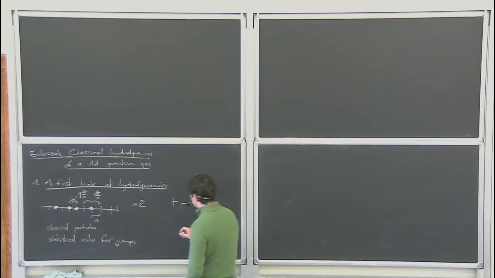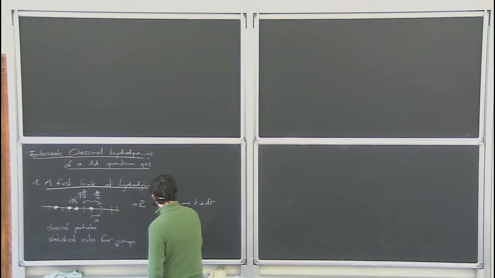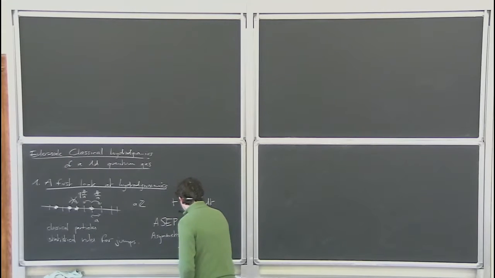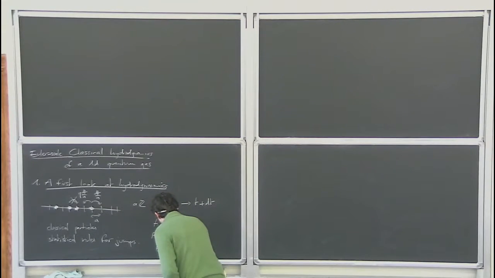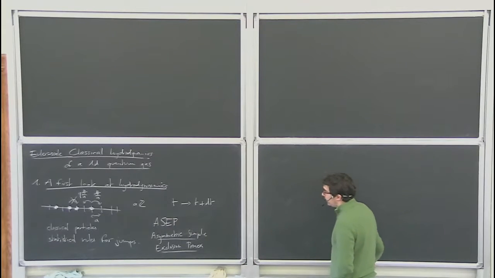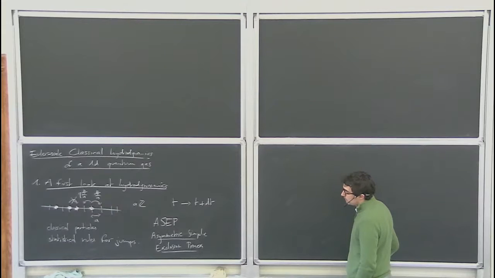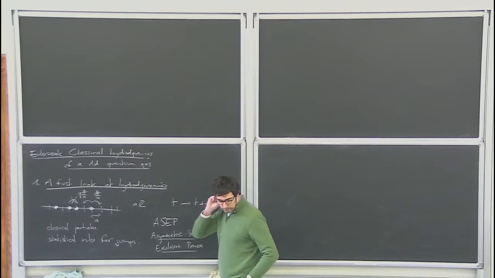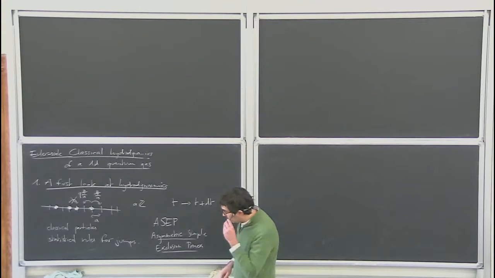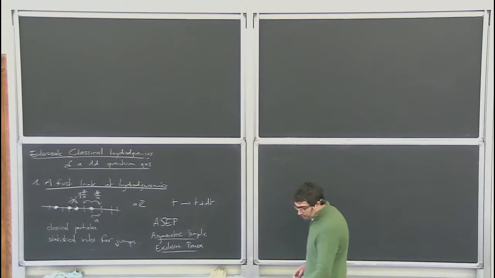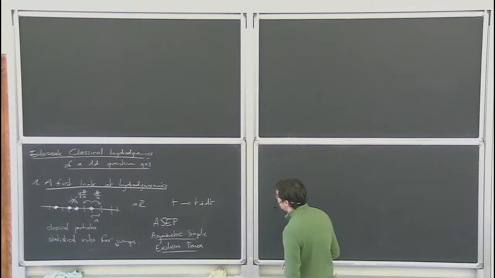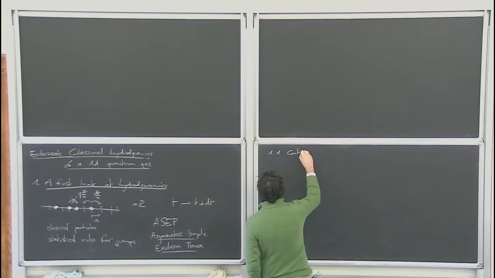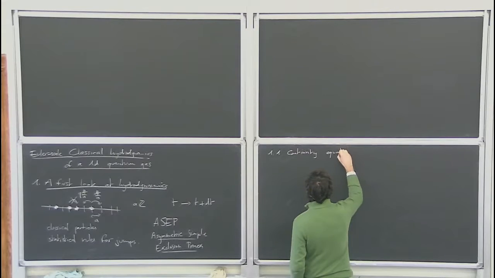Okay, so this model is called the ASEP, for asymmetric simple exclusion process. And it's a very important model for out of equilibrium classical statistical physics, and I won't enter this model in any detail. It's just that it's a perfect model to illustrate what I want to say. So this model conserves particle number, and so we can write a continuity equation for it.